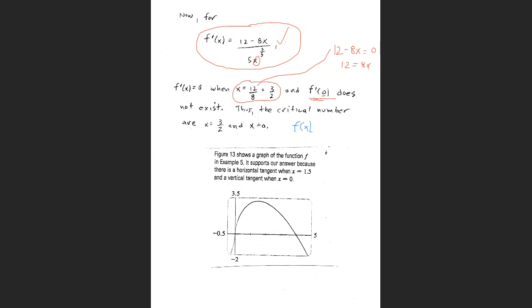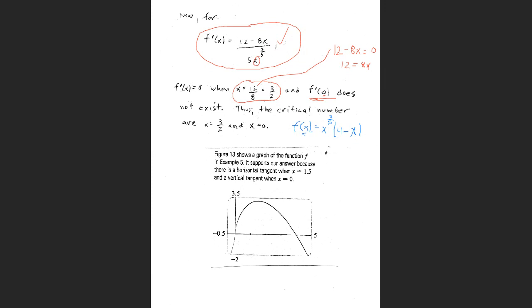The original function, remember, was f of x equals x to the 3/5 times (4 minus x). So even though the derivative is not defined at x equals 0, the function is defined. Got to be careful here. The function is defined at x equals 0 because 0 to the 3/5 is okay. That's going to be 0, right?